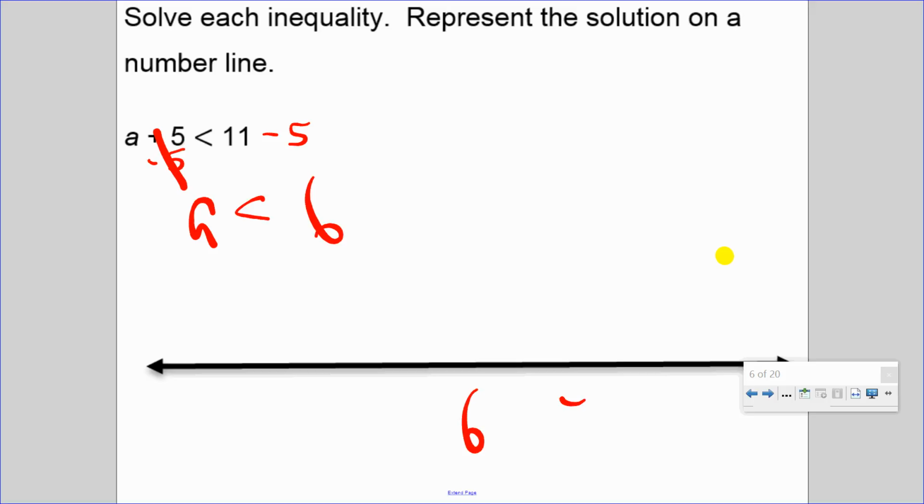So here's 6, 7, 8, 5, and 4. Well, A has to be less than 6. Can't equal 6, so it has to be an open dot. And all of these numbers, such as 5 and 4, are all less than 6.